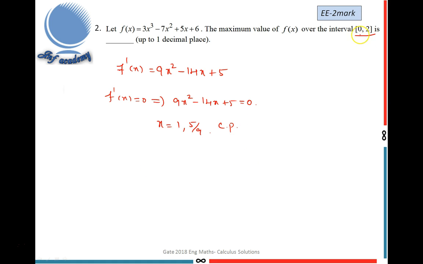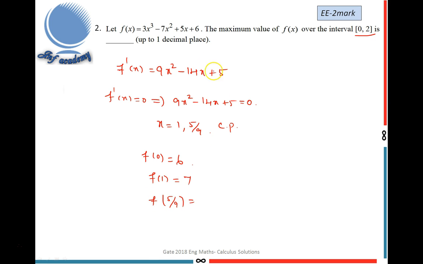And the end points are 0 and 2. Here 1 and 5 by 9 lie inside the interval. Next, I find the f values at the critical points and end points. So first I find f of 0. This is the end point, the starting point. This is 6. And I find f of 1. The value is 7.